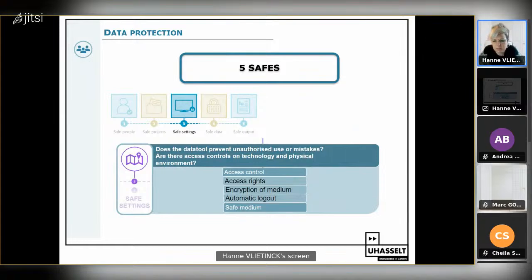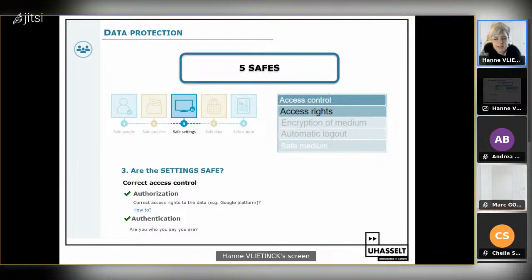The third element is safe settings. In the safe settings, there are a lot of important parts. Does the data tool prevent unauthorized access? Are there access controls on the technology and the physical environment? Then we have authorization and authentication, which I will explain later in the access control. We have encryption and automatic logout, which is a little bit about healthy habits, good safe settings in your system. And the last part is about using a safe medium.